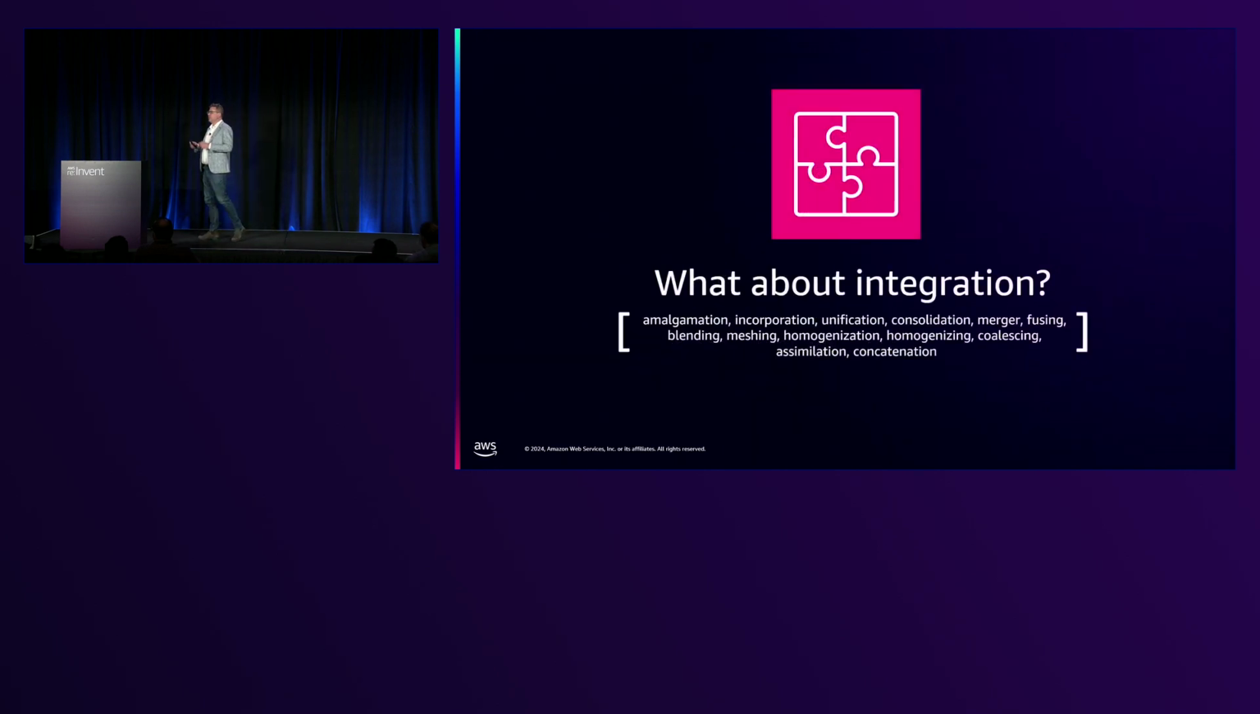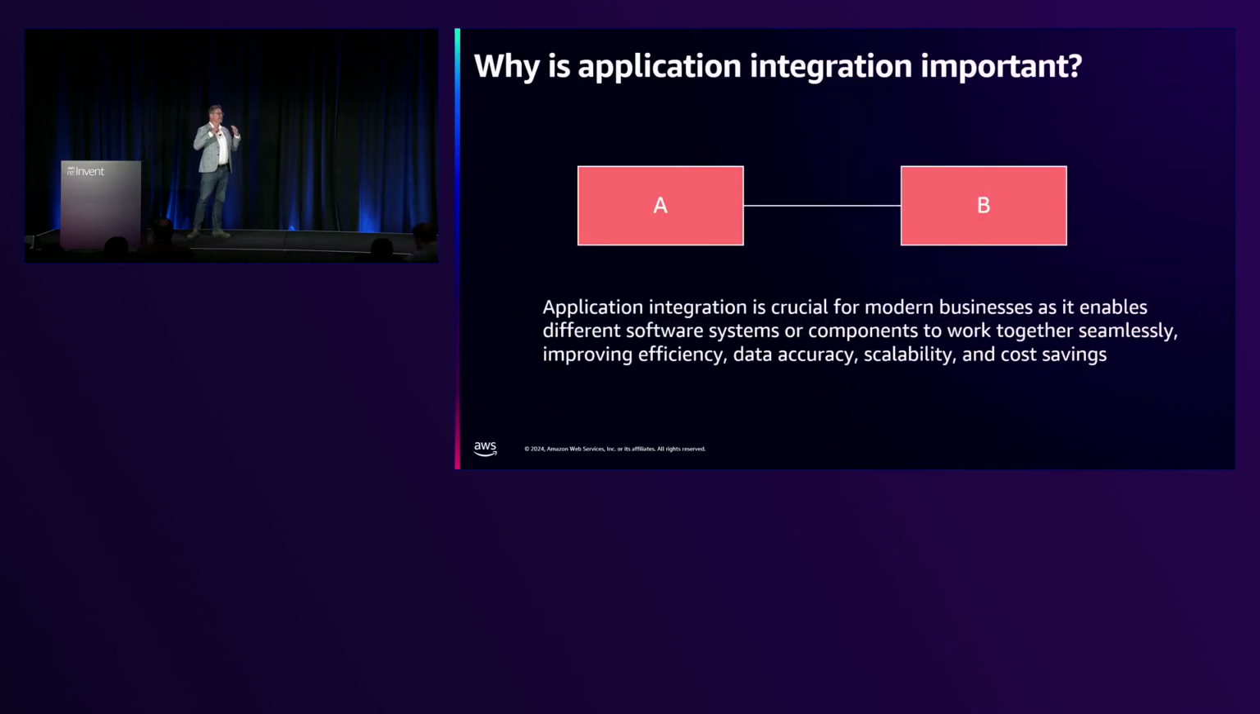But the question is, what do we do about application integration, right? Application integration represents a significant part of our business requirements. It's about connecting individual business components, making sure that those different systems and components are working together seamlessly, so you can improve efficiency, data accuracy, scalability, and cost savings.